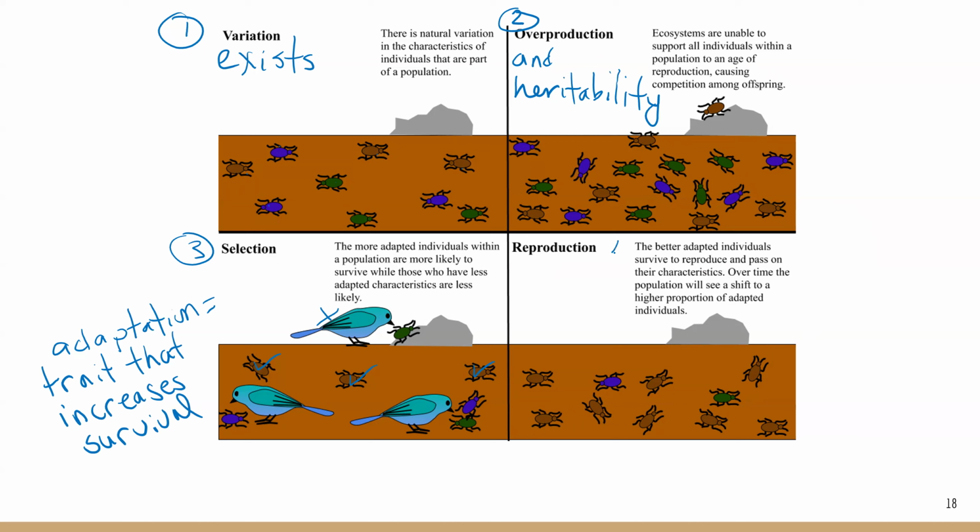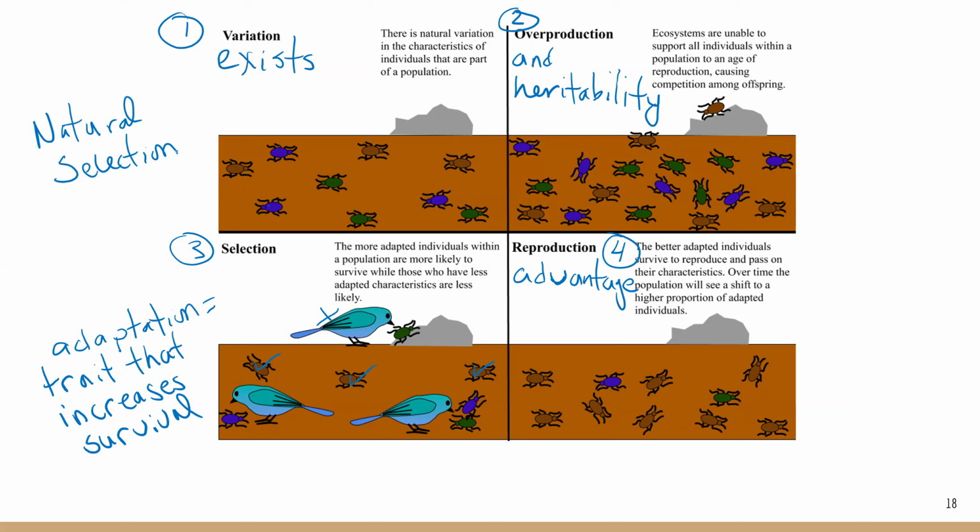And then number 4 is the reproduction. Sometimes we call this reproductive advantage. The better adapted individuals survive to reproduce and pass on their characteristics. Over time, we see a shift in populations. Remember, this is a natural selection overview. Natural selection does not change a species. That's evolution. Evolution is over a long period of time.